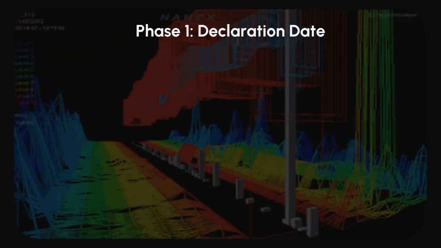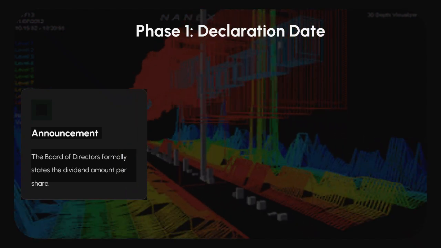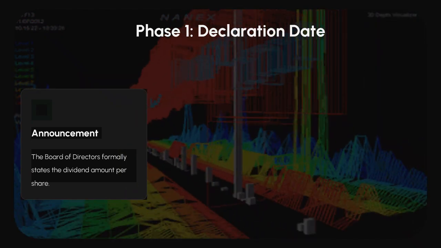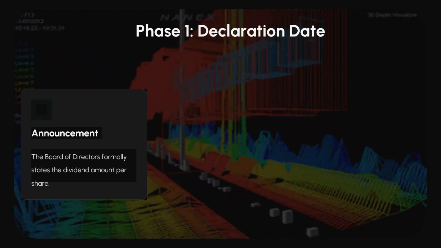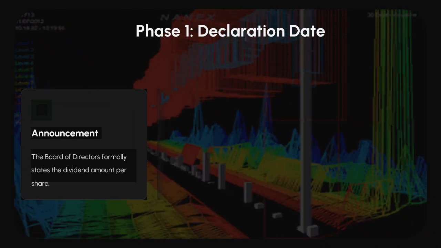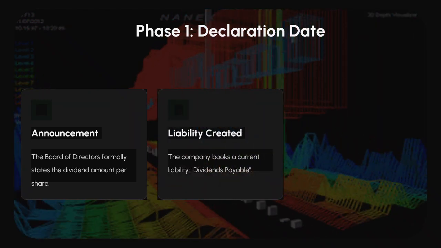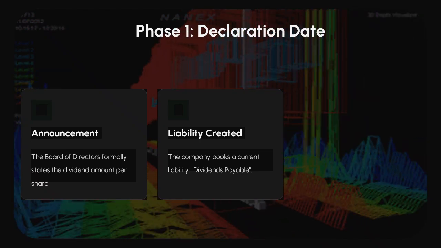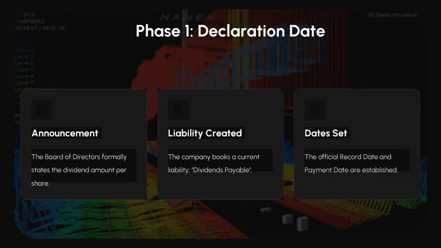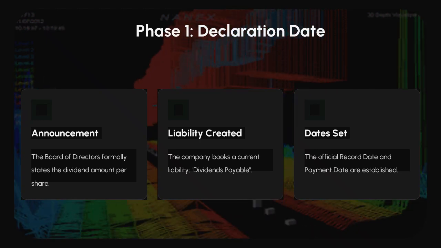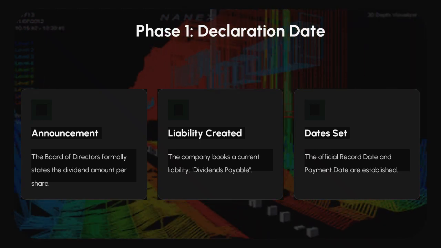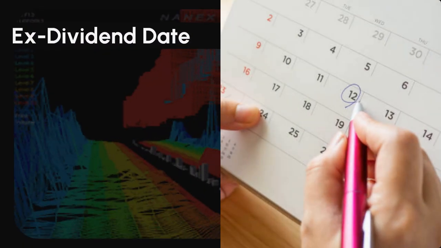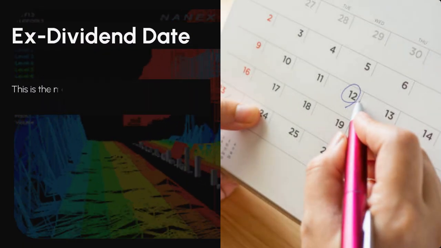Phase 1. Declaration date. The process officially kicks off with the declaration date, where the board of directors formally announces the intention to pay, specifying the amount per share, and setting the subsequent dates. On this date, the company immediately recognizes a debt, booking a current liability on the balance sheet known as dividends payable.